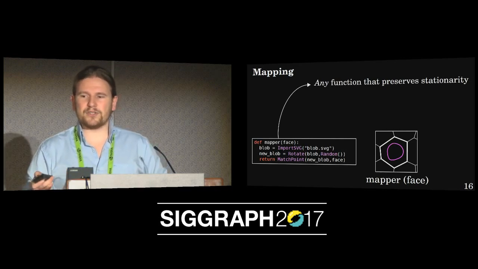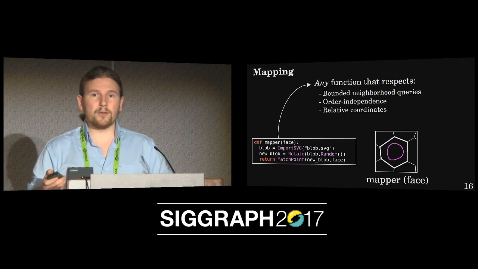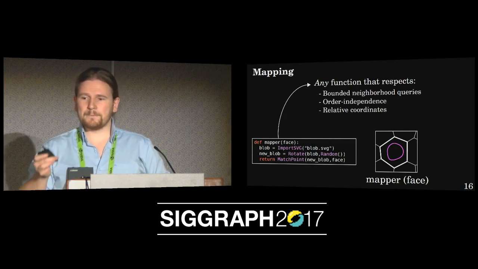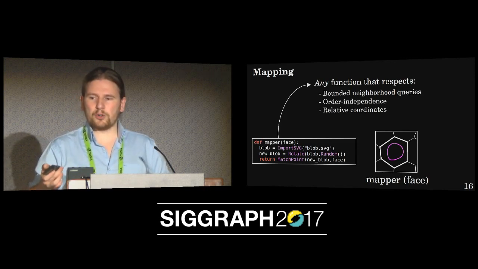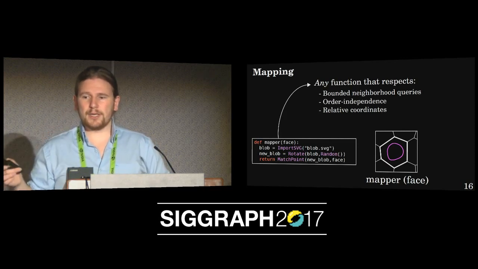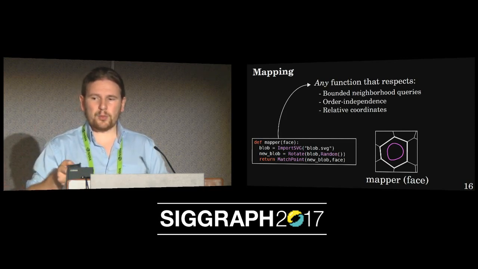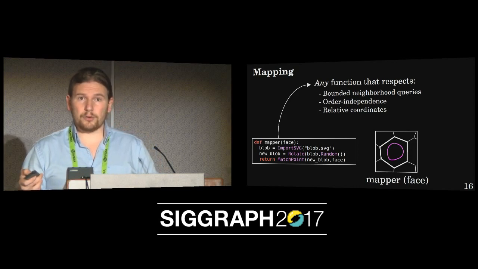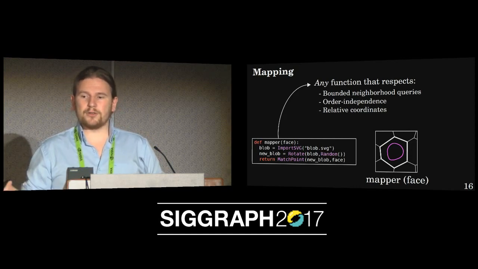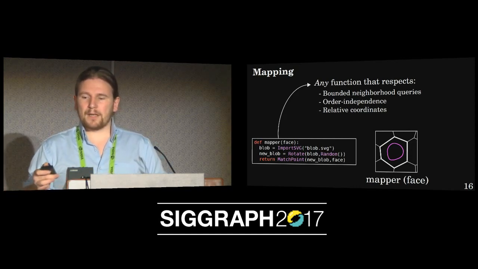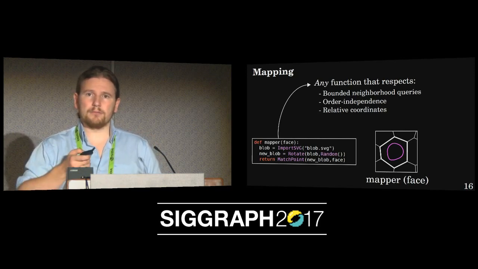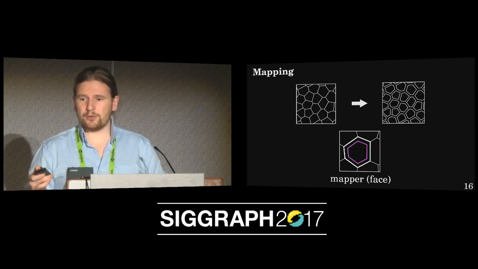Anything actually that preserves stationarity, which is only 3 very simple rules. You have to make only bounded neighborhood queries inside the arrangement. The execution of the mapper should be independent from the execution order, and it should only use relative coordinates. And within these rules, you can basically write whatever you want. It's almost like a shader, but for geometry.